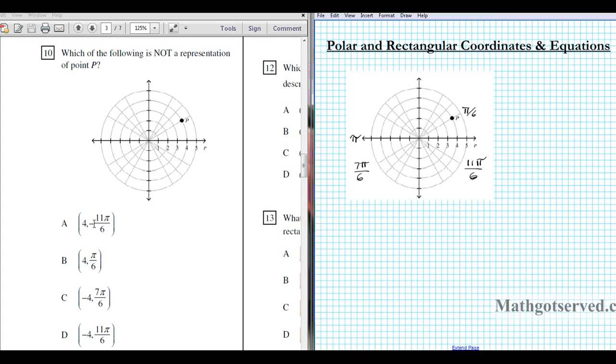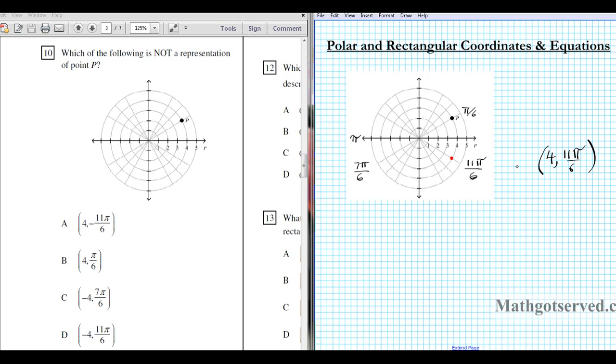We have 4 and negative 11 pi over 6. So let's look for 4 and 11 pi over 6 first. Where is 4 comma 11 pi over 6? So 4 and 11 pi over 6 is going to be, this is 4 units. 11 pi over 6 is going to be right here.